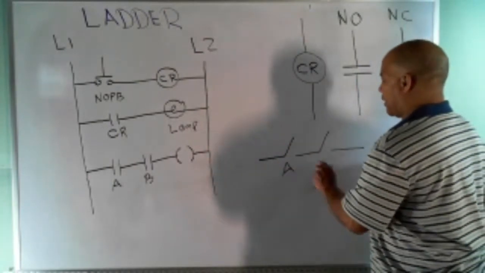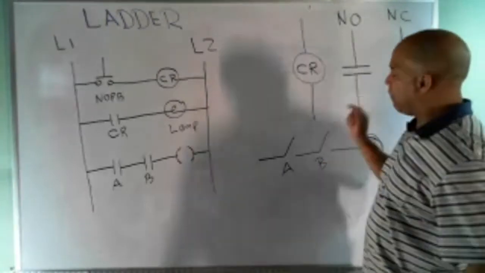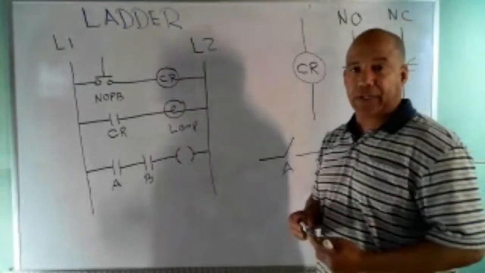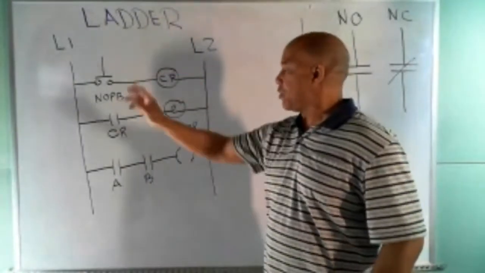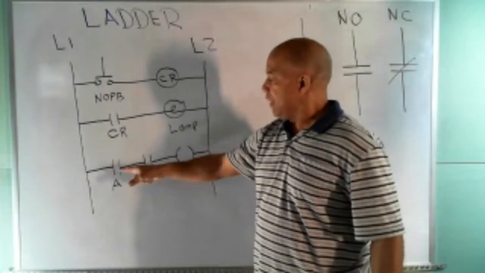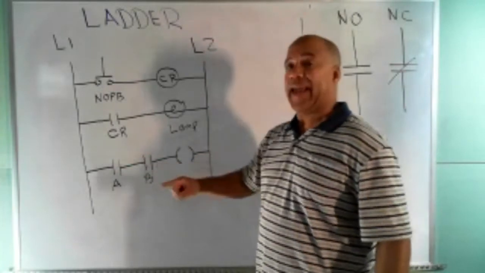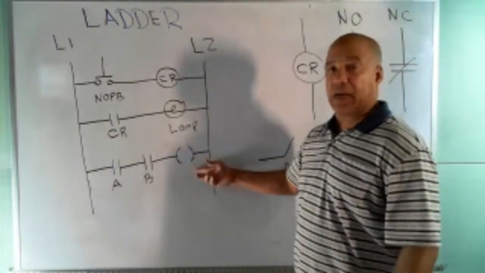I have switch A and switch B in series. In order to get something over here to operate, both A and B have to be closed, so that's AND logic. So maybe you've got something out in the field, out in the factory, a switch or some kind of sensor to close this contact. If this condition is true and this condition is true, then start a motor or do something.